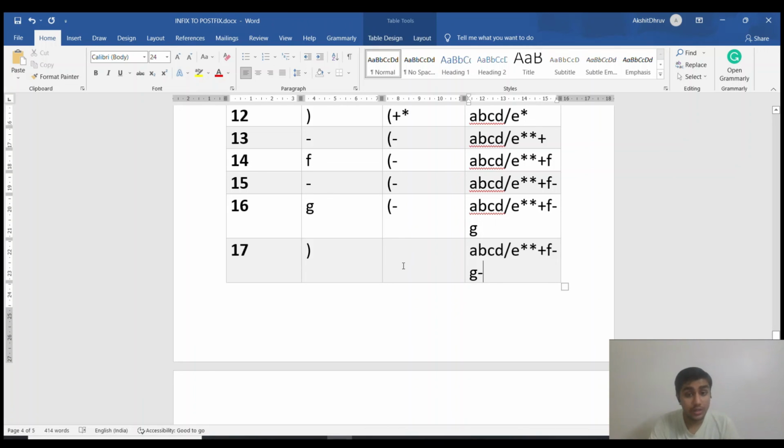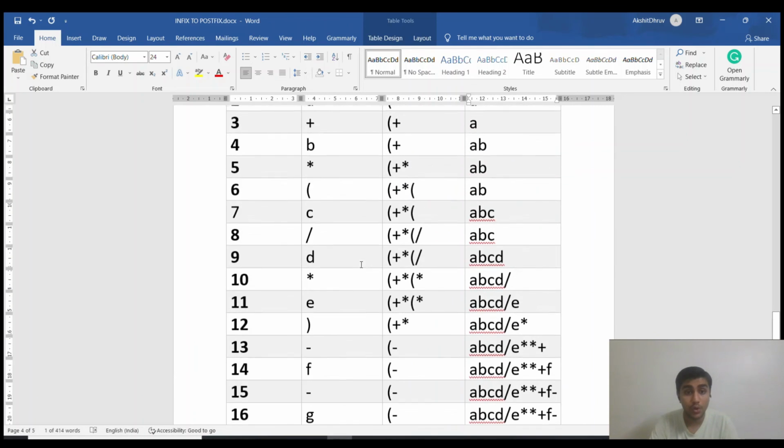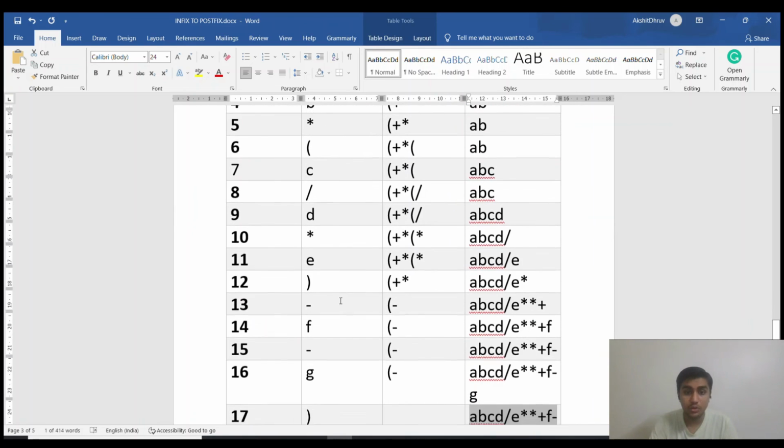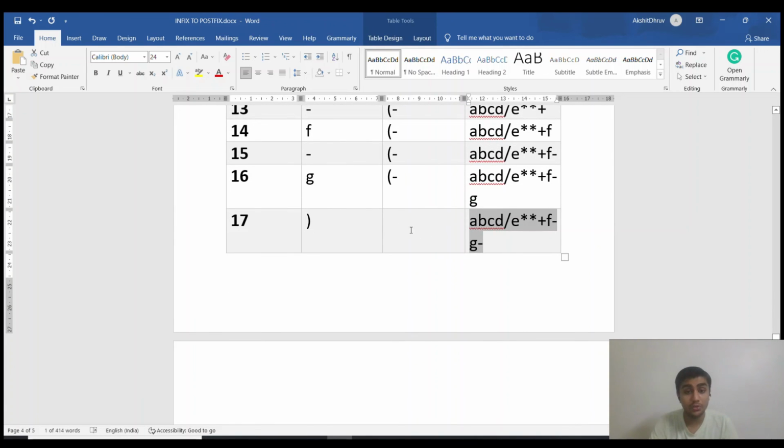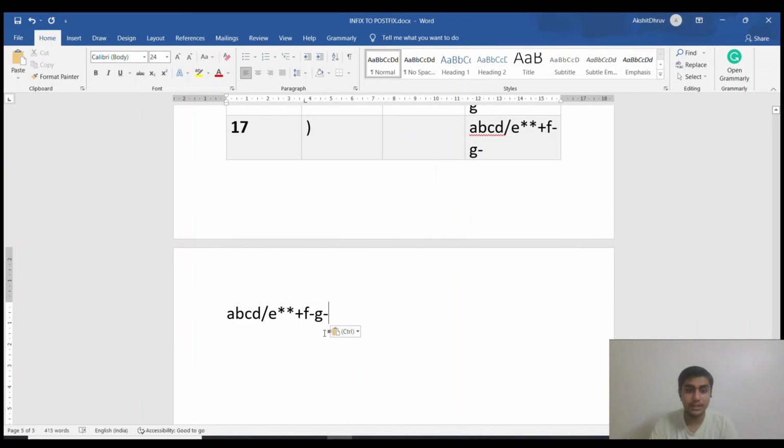If something was left and all the tokens get over, then we will just print whatever is left inside the stack, not the left parenthesis. So this is our final answer, as all our tokens are over and stack is also empty. We need to empty the stack. So this is the final answer.